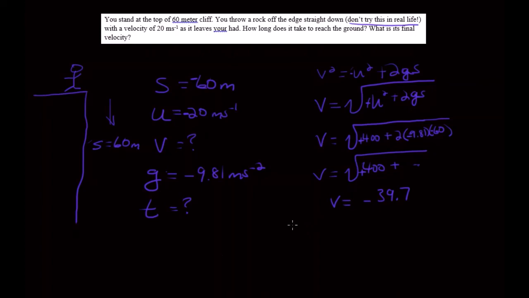All right, so using our solve for time, t equals v minus u over a, or over g. So that equals negative 39.7 minus a negative 20 meters per second. I don't need the units. And I get over negative 9.81.